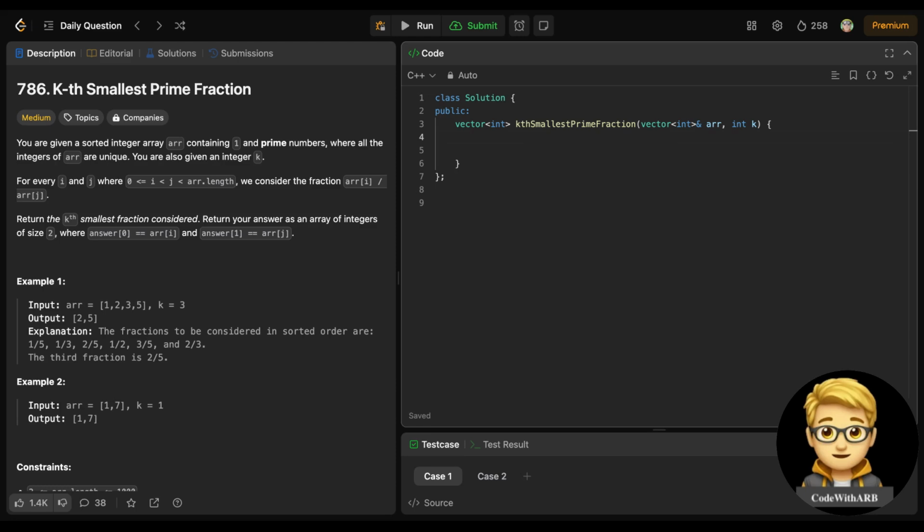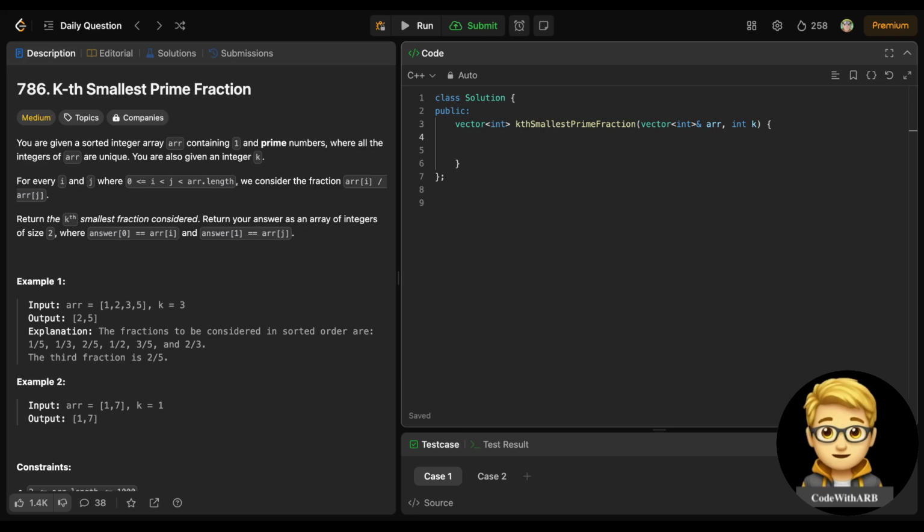You are given a sorted integer array containing 1 and prime numbers, where all the integers of the array are unique. You are also given an integer k. For every i and j where 0 <= i < j < array.length, we consider the fraction array[i] / array[j]. Return the kth smallest fraction considered. Return your answer as an array of integers of size 2, where answer[0] is array[i] and answer[1] is array[j].